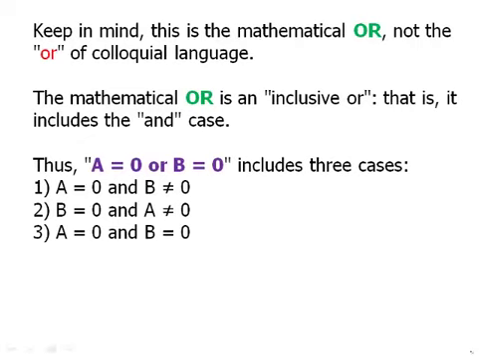You see, sometimes in colloquial language, people use the word or to mean the exclusive or. They mean you could do this or that, and the implication is that you can't do both. That's the exclusive or. That is not how the word or is used in mathematics. The word used in mathematics is the inclusive or, which includes the and case. And this is important here, and it will become important again in the probability lessons.